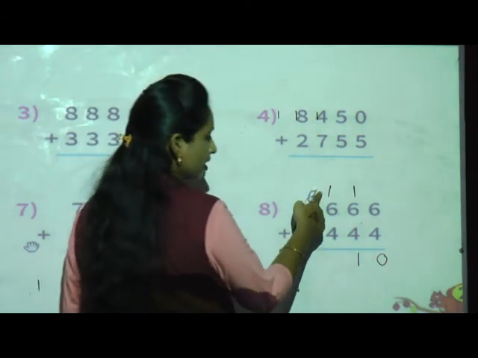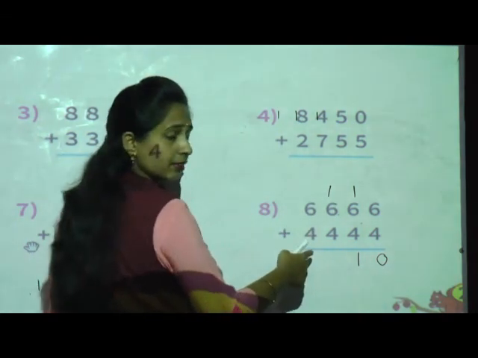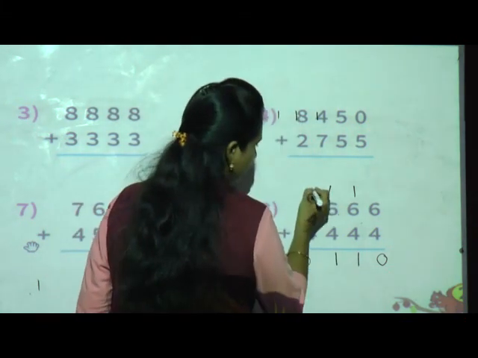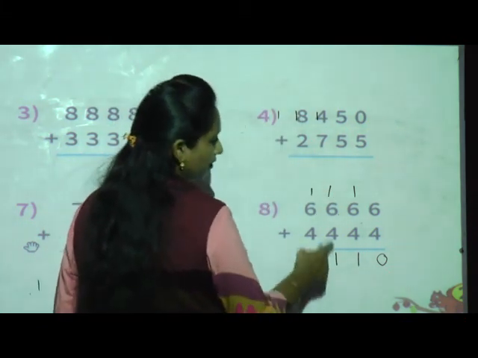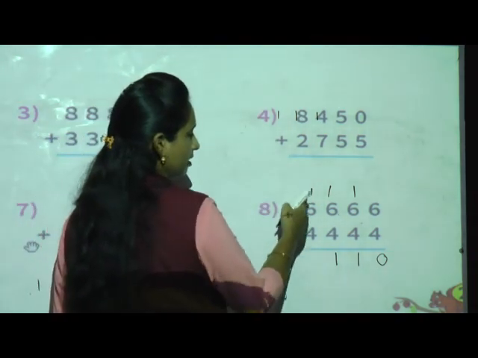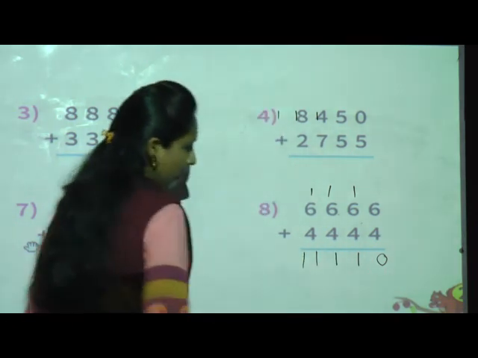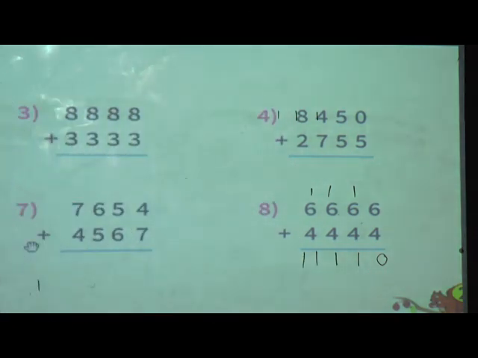Again the same addition is there. 1 plus 6, 7, 7 plus 4, yes, 11. So again we will write 1 in the 100's place and 1 we will carry to the 1000's place. Now 1 plus 6, 7, 7 plus 4, 11. The answer is 11,110. Got it? Clear till here? The remaining 4 examples on page number 23 you are going to solve by yourself, which are very easy.